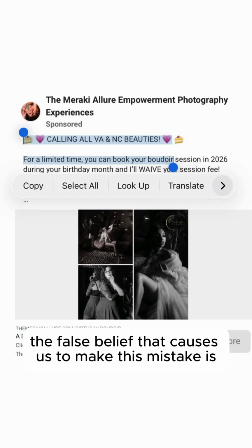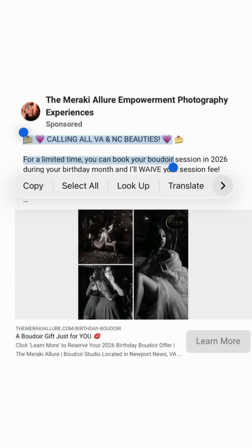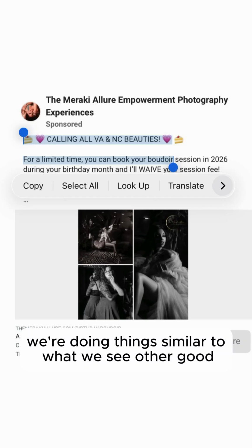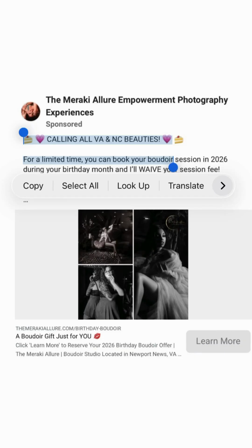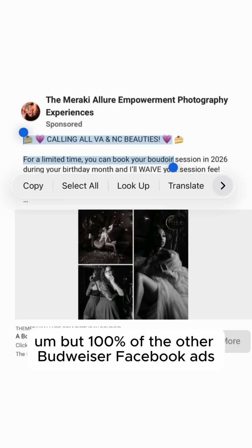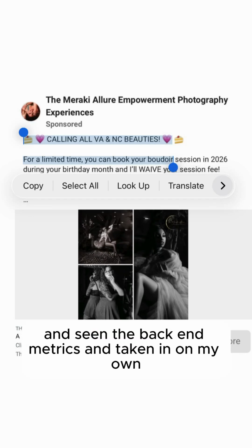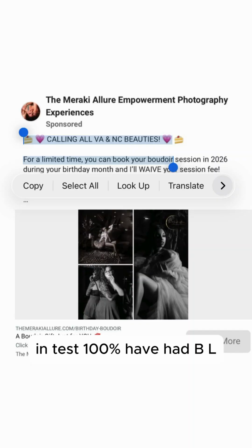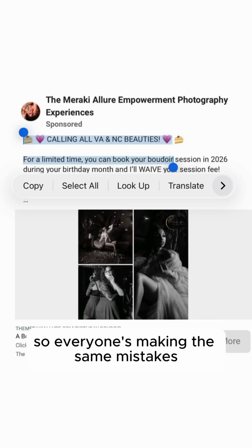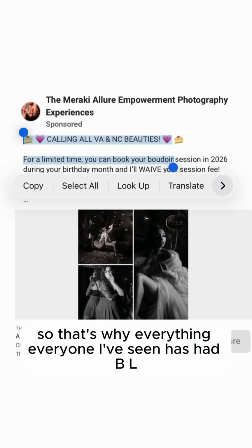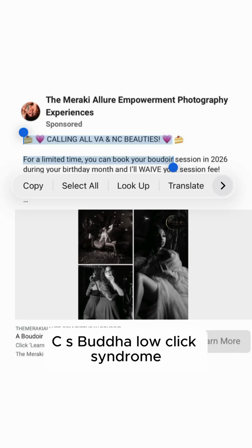The false belief that caused us to make this mistake is, we're doing things similar to what we see other boudoir photographers are doing. But 100% of the other boudoir Facebook ads I've seen and seen the back-end metrics on, and taken in on my own and tested, 100% have had BLCS, Boudoir low click syndrome. So everyone's making the same mistakes. So that's why everyone I've seen has had BLCS, Boudoir low click syndrome.